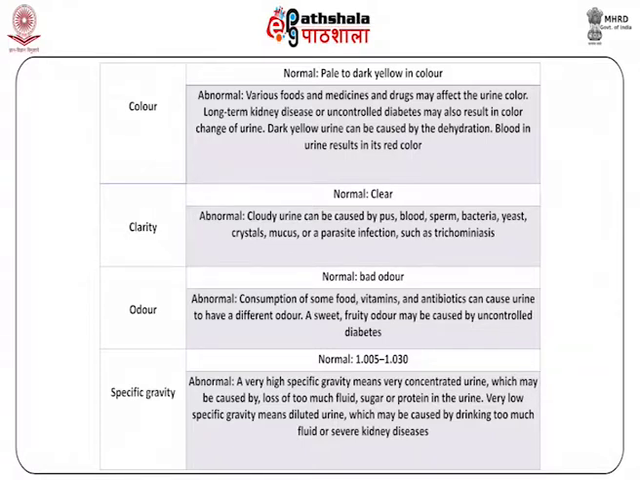Next, about the clarity. In case of normal, it will be very clear. In abnormal cases, cloudy urine can be caused by pus, blood, sperm, bacteria, yeast, crystals, mucus or parasitic infections such as trichomoniasis. Now next comes the odor.